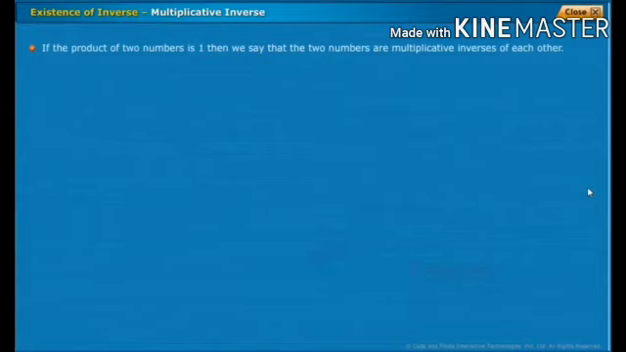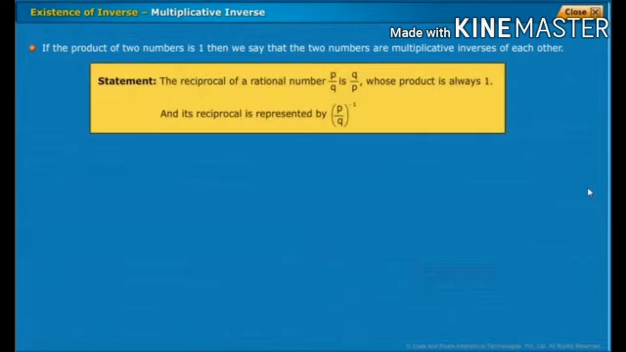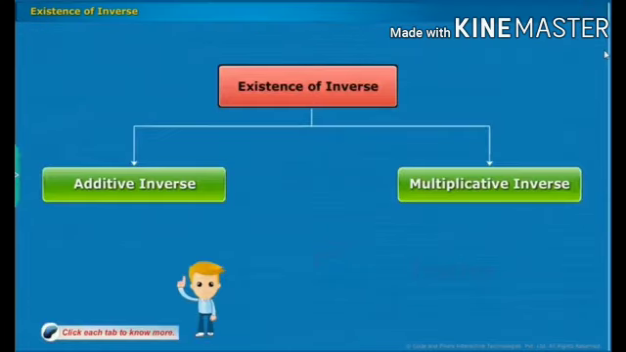Now, let's see the multiplicative inverse. If the product of two numbers is 1, then we can say that the two numbers are multiplicative inverses of each other. The reciprocal of a rational number p/q is q/p, whose product is always 1. Its reciprocal is represented by (p/q) to the power -1. See, the reciprocal of 3/5 is 5/3. When you multiply 3/5 × 5/3, what is the answer? 5 will get cancelled, 3 will get cancelled, so we get 1.